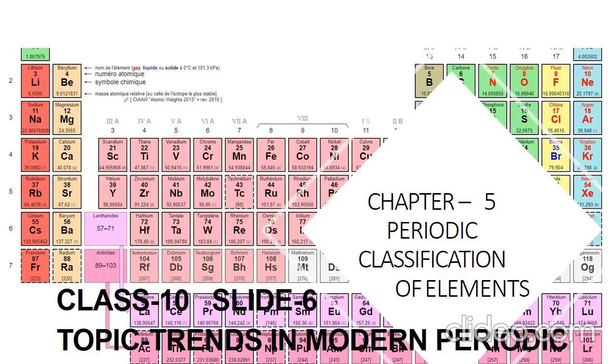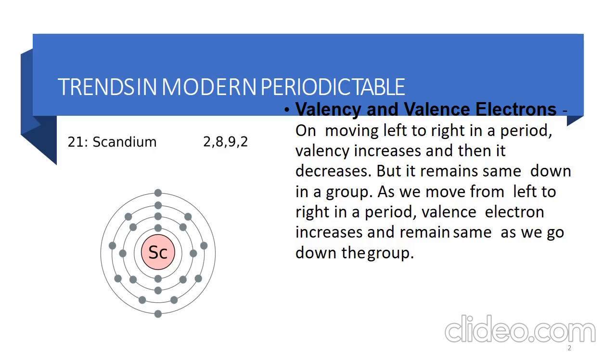Good morning, students. Today again we are going to start with chapter 5, periodic classification of elements, and today's topic is trends in the modern periodic table. Now talking about the trends in the modern periodic table, what are the trends followed in the modern periodic table? First of all is valency and valence electron.